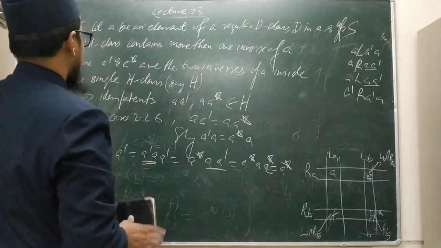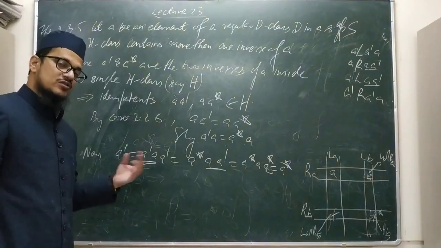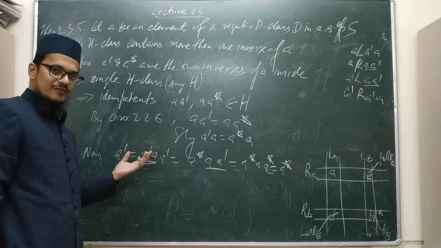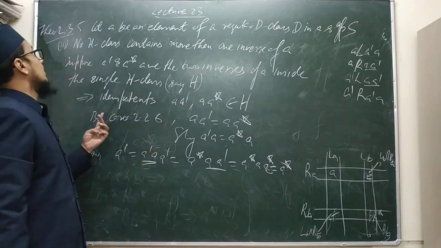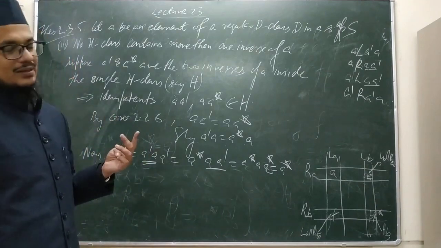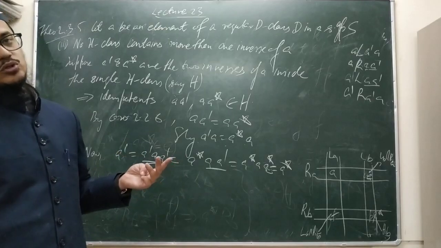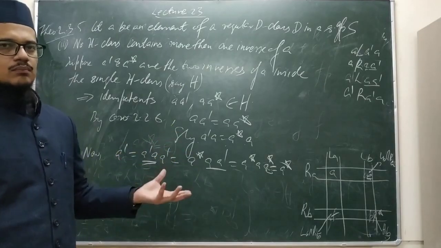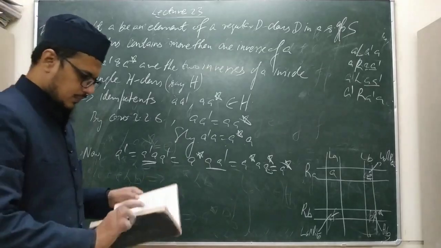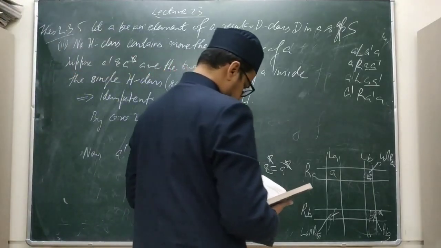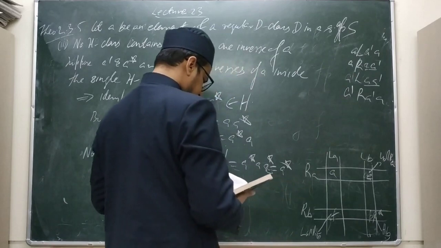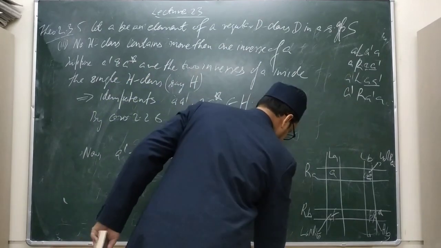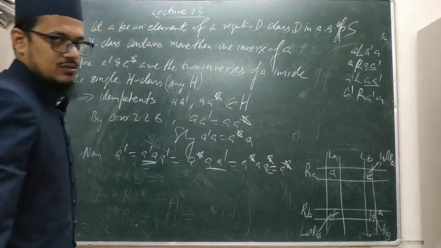So basically this theorem tells us how to locate the inverses of an element, because in a regular semigroup an element can have more than one inverse, but this part guarantees us that no H class contains more than one inverse, so we can locate inverses in a D structure, correct? Now we finally move to proposition 2.3.5. This will be the last result of today's lecture.